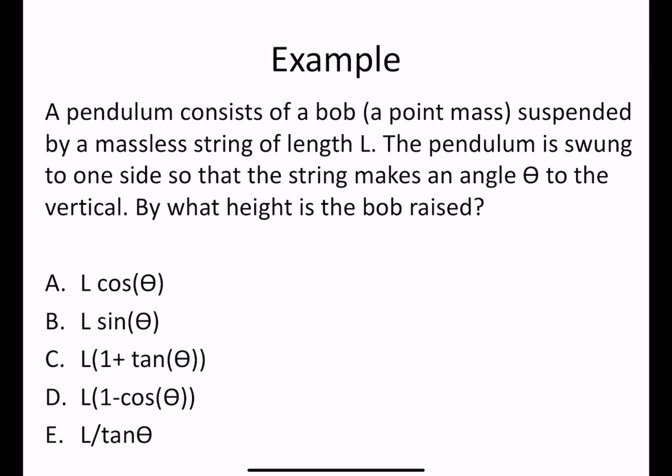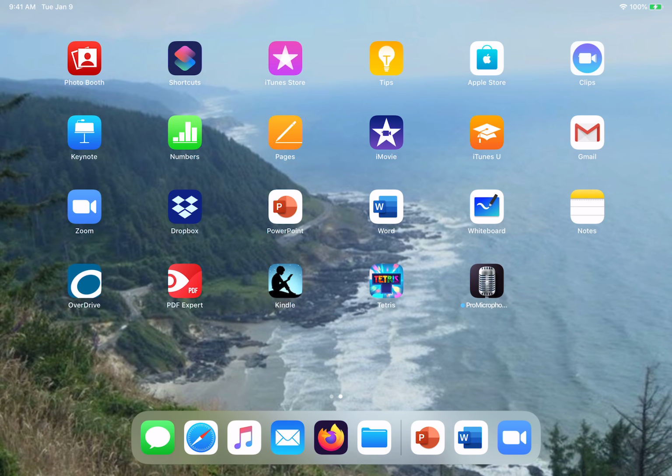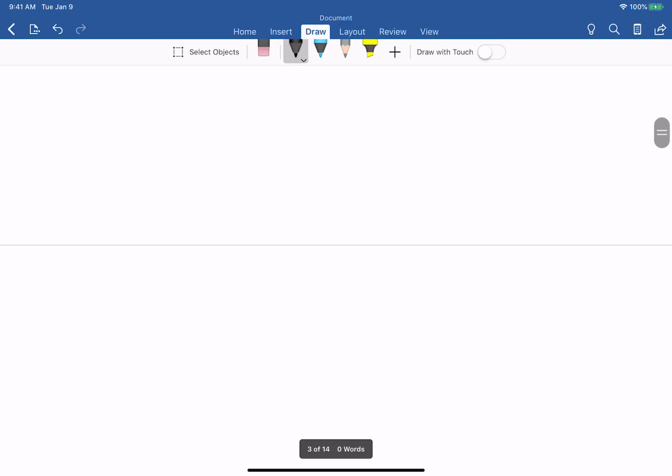The pendulum is swung to one side so that the string makes an angle of theta with the vertical. By what height is the bob raised? Let me just quickly draw this for you. Maybe I'll move on to a larger space. Okay, so let's do it over here.